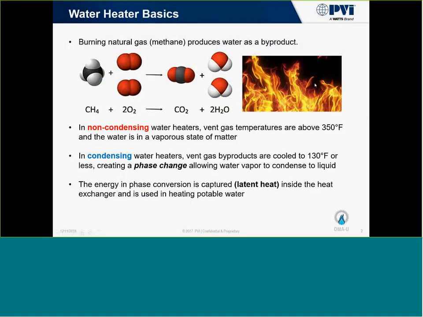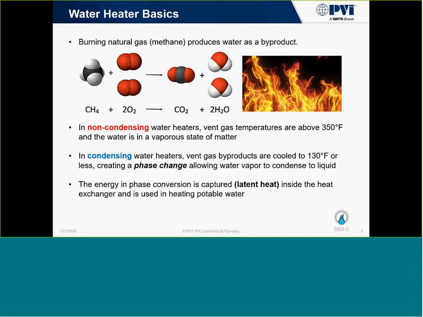All right, so as we use natural gas as our fuel, one of the byproducts of that is CO2 along with some water. So that's a condition that's always going to be there no matter what type of gas water heater we use. There's basically two types: a non-condensing and a condensing water heater. The difference between them is going to be the efficiencies.